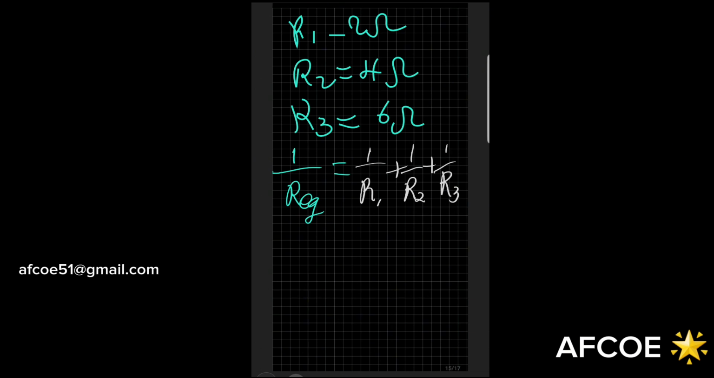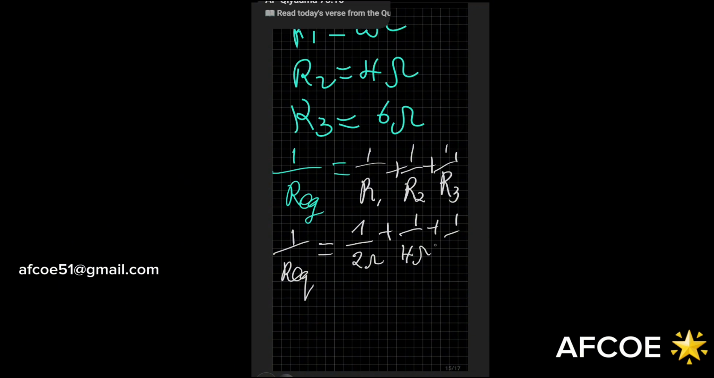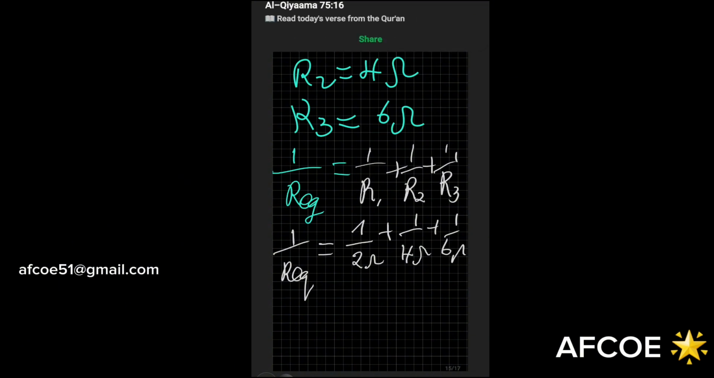We are having 3 resistors. If there were 4, we'll be having plus 1 on R4. If there were 5, plus 1 on R5, and so on and so forth. Right. So now, if we substitute, we'll have 1 over R equivalent equal to 1 over 2 ohms plus 1 over 4 ohms plus 1 over 6 ohms.